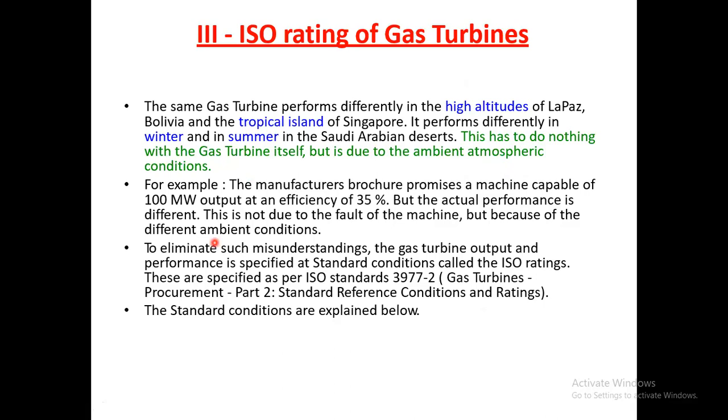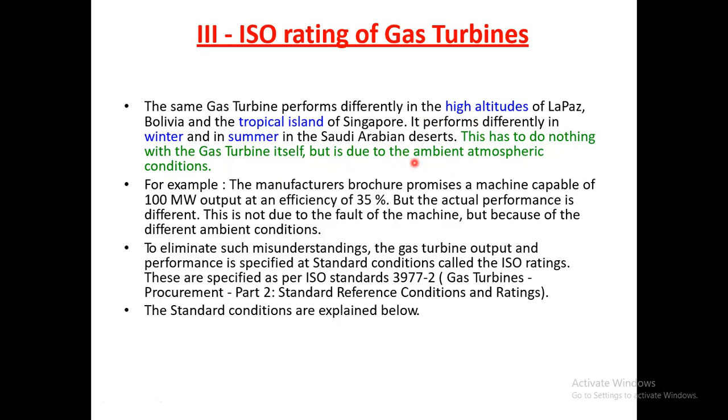From this section, the third part is rating of gas turbines. The same gas turbine performs differently in the high altitudes of La Paz, Bolivia, and the tropical island of Singapore. It also performs differently in winter and in summer in the Saudi Arabian deserts. This has nothing to do with the gas turbine itself, but is due to ambient atmospheric conditions.